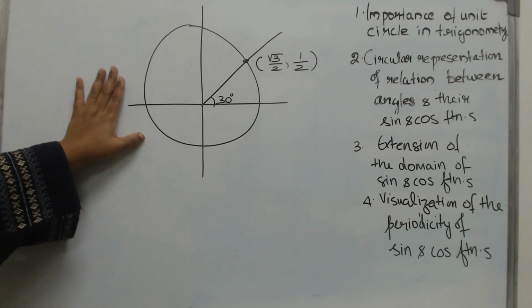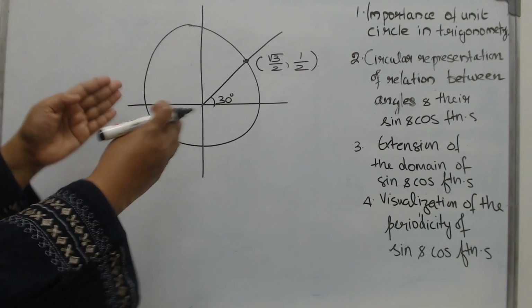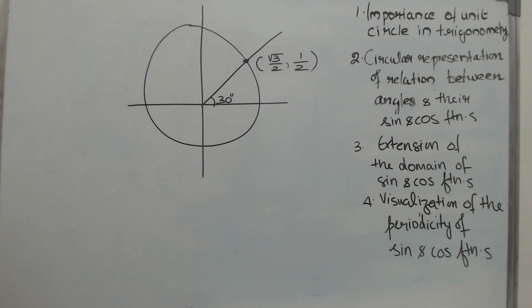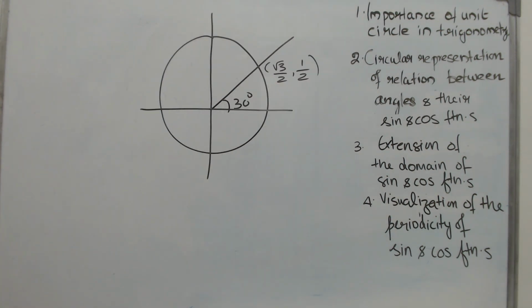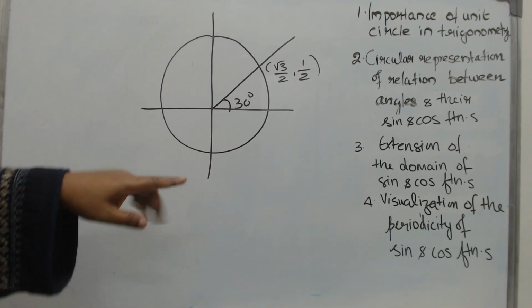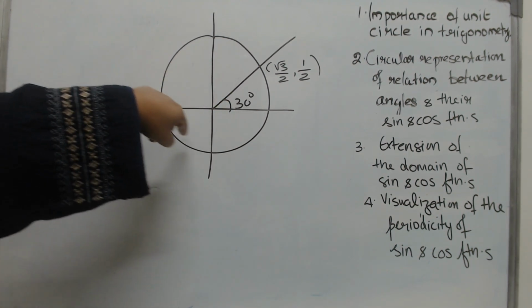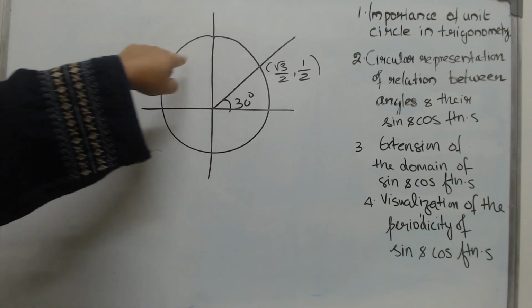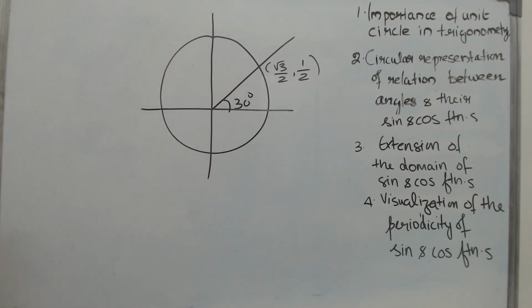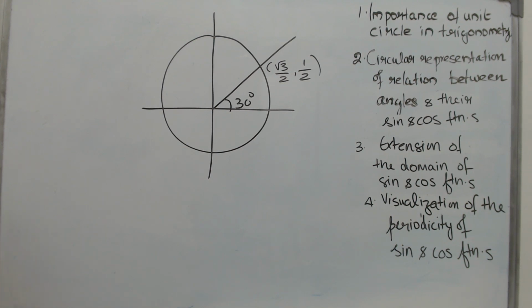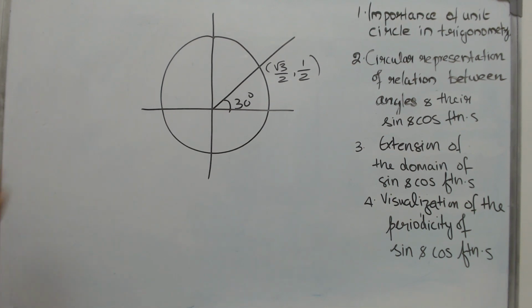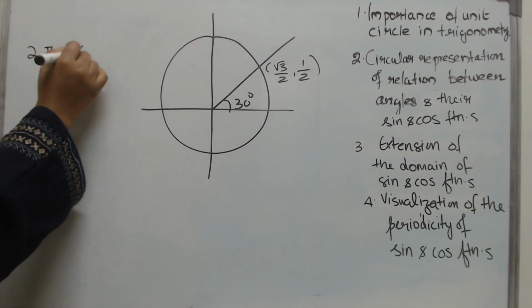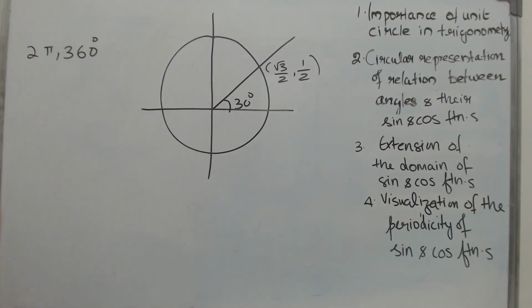And what more is it? It is basically visualizing the periodicity of the sine and the cos functions. What do we mean by the periodicity of the sine and the cos function? Which means that after one complete revolution, which means after you cover 360 degrees, the values get repeated. Now remember, this is only for sine, cos and their reciprocals, which is sec and cosec. It does not work for tan and cot. They have a different period. 2 pi or 360 degrees is just the period for sine and cos only.